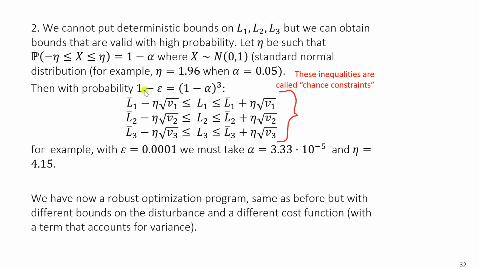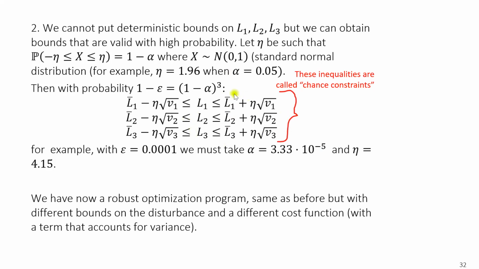So with this probability here, which will be a bit more than 1, the probability of failing will be a bit more than 5%. Then we are within those three bounds here. So the bound for L1, for example, is the mean value minus eta, this magic number, square root of the variance, plus or minus eta, square root of the variance here.